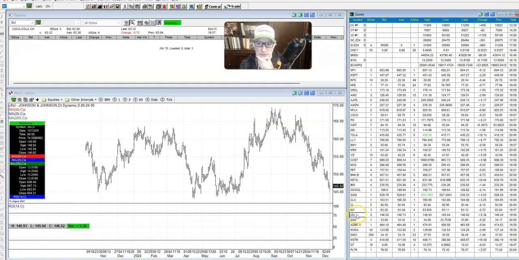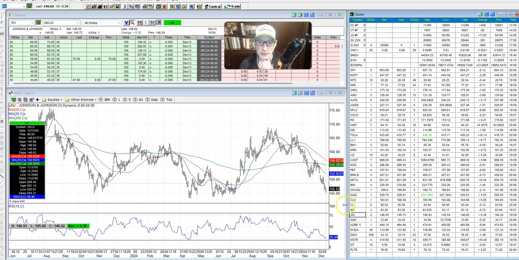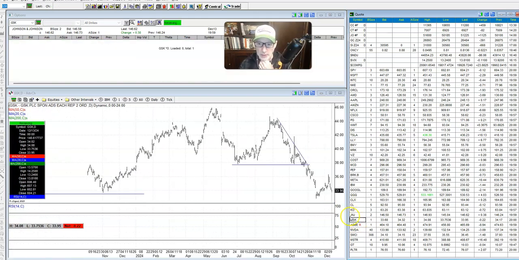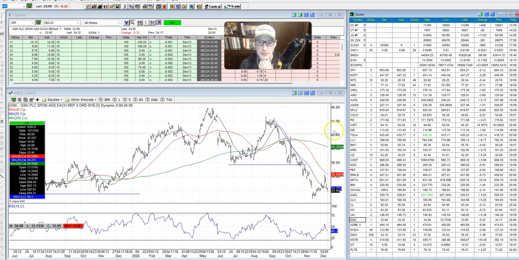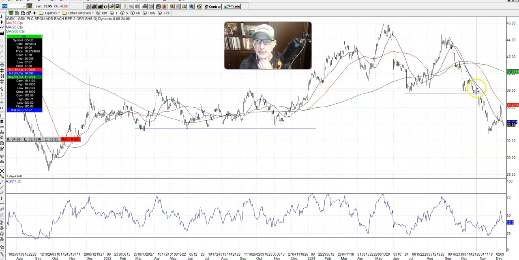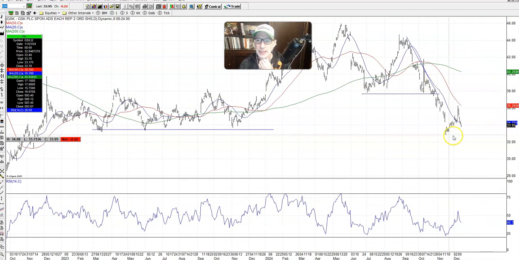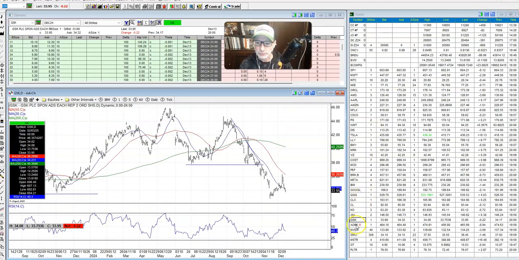What else? Johnson & Johnson's not looking so good. These healthcare stocks are not doing so great right now. GlaxoSmithKline. Look at all these things going down. You can see right here, the descending triangle. Price action moving down. Here was the support for a while, and then it just got taken out. So these healthcare stocks not doing so well.